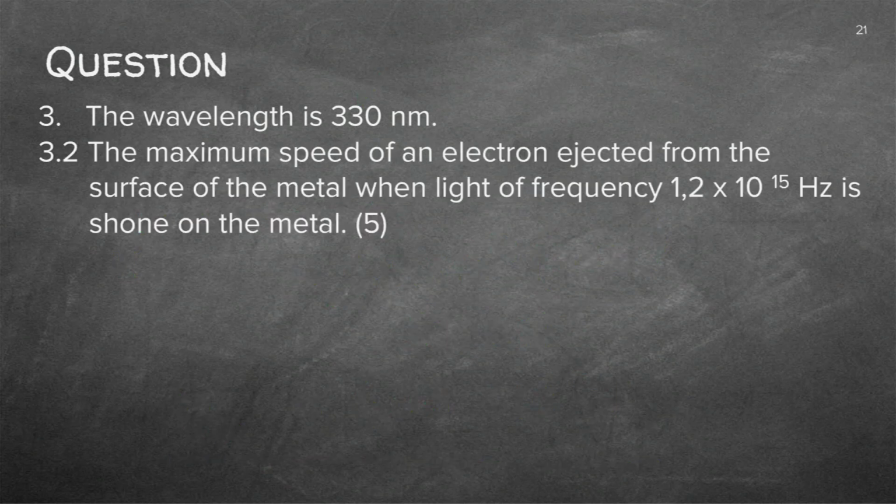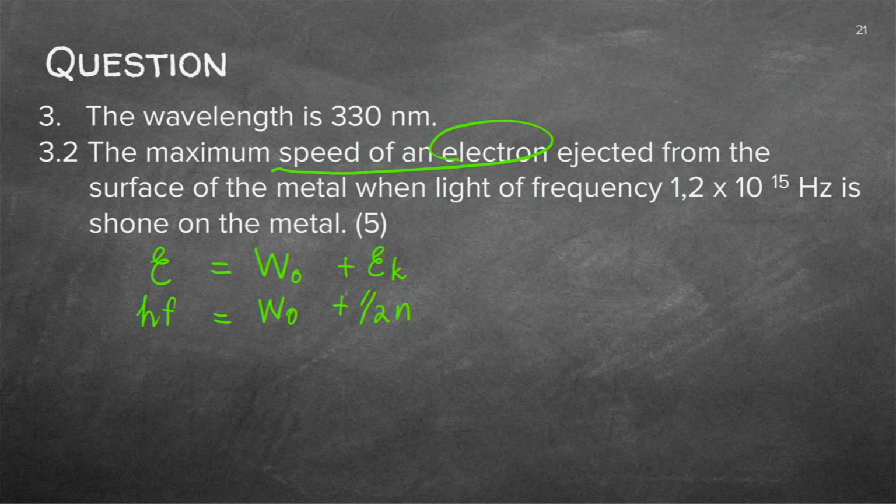Then they asked me to calculate the maximum speed of the electron. Now, remember, we said the energy going in is equal to the work function plus the kinetic energy going out. I have the value of the energy coming in. I've worked out the work function just now, and I can calculate the velocity because I know the kinetic energy is half mass v squared.